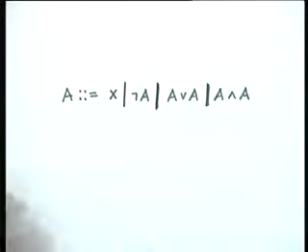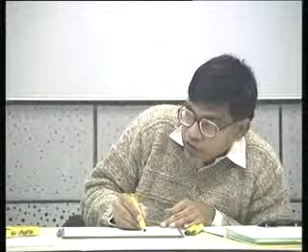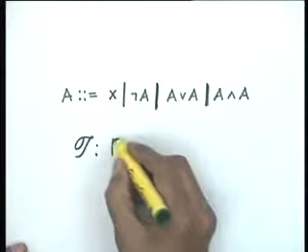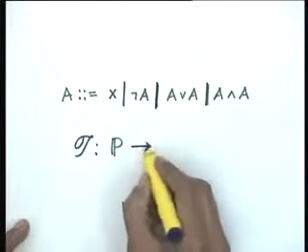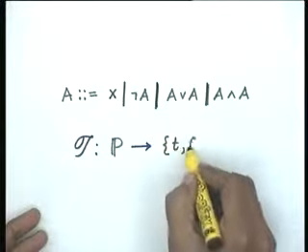What I might do, in specifying the semantics of this through truth tables, is specify that my semantic function is a truth value function which maps the set of all propositions, so let me call this the language of propositions, to the collection of truth values T and F.